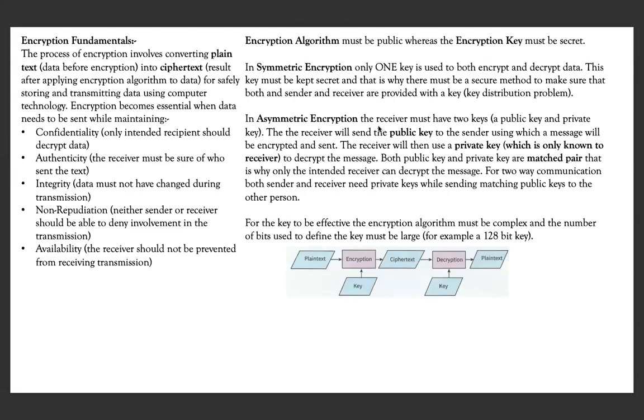Okay, so first of all, we need to understand the fundamentals of encryption. The process of encryption involves converting plain text, that's the data before it's being hidden, into a basically unrecognizable format, which is known as ciphertext. Ciphertext is the result after applying an encryption algorithm to data for safely storing and transmitting data using computer technology.